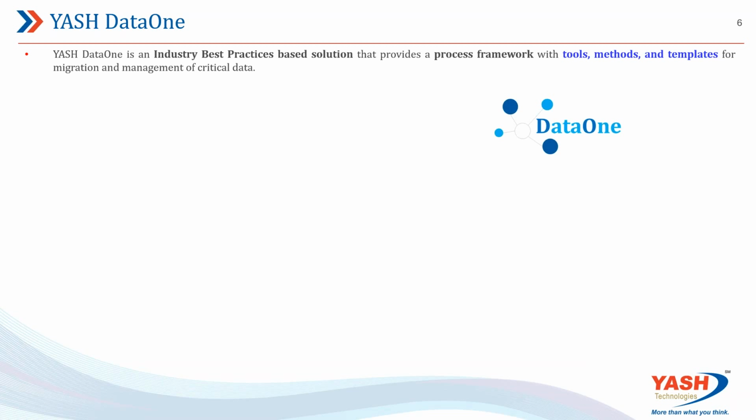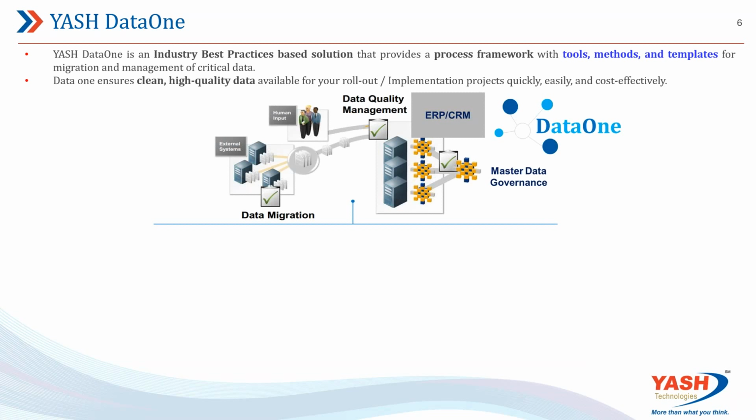So what is DataOne? It's a collection of industry best practices and framework and the relevant tools, methods, and templates required to do this data migration and set up a centralized master data which is common across the organization and over the globe. As a solution, DataOne ensures clean and high quality data available for the BI needs, for rollouts and implementation projects quickly, on time, and with a lot of cost efficiency.